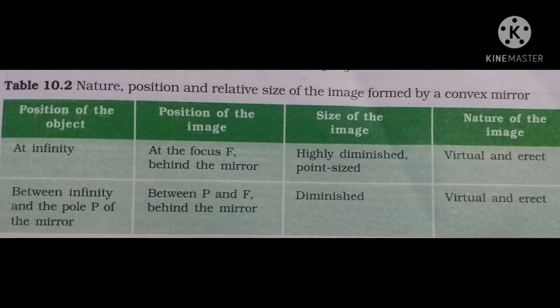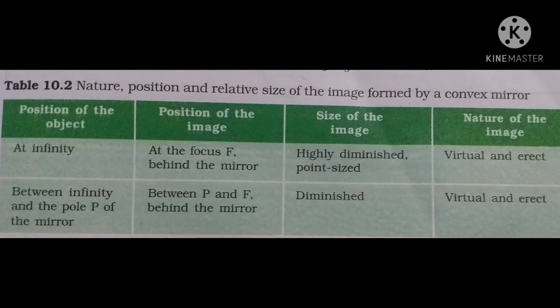Okay, now the image forms like this when the object is placed at infinity, this is for the convex mirror. The image forms at the focus point F behind the mirror, not in front of the mirror, but behind the mirror. The image is highly diminished, point size. The nature of the image is virtual and erect, which cannot be obtained on the screen.